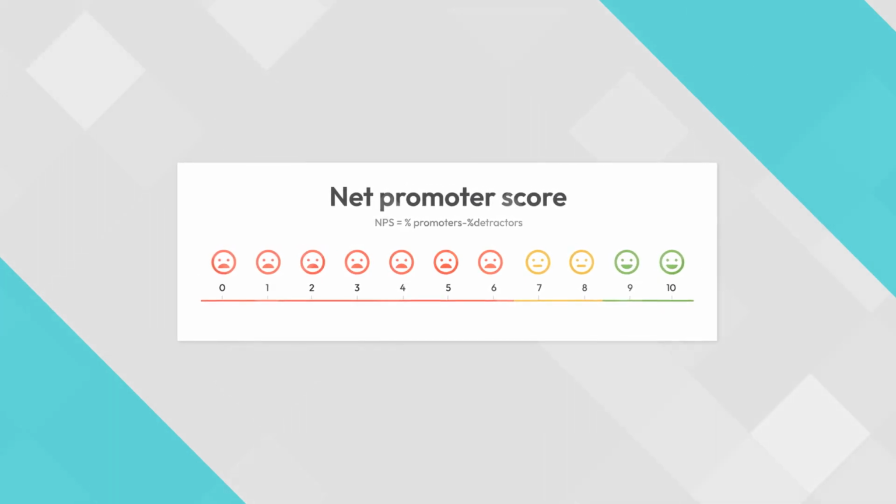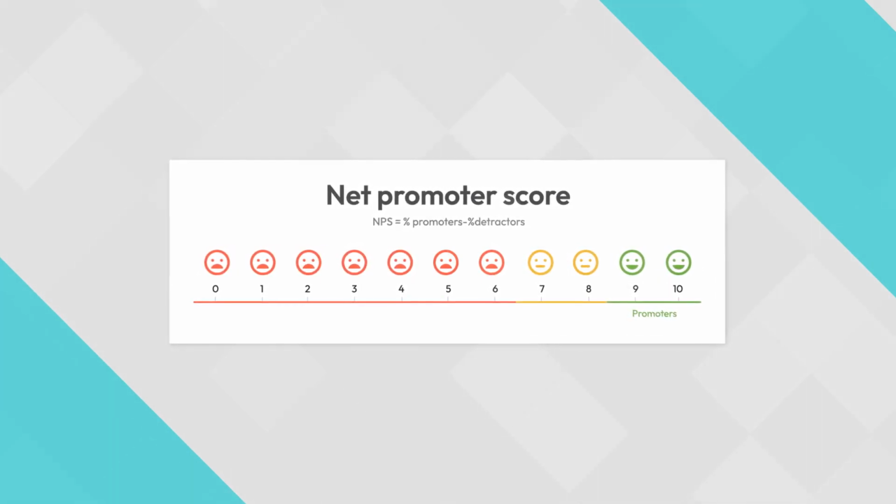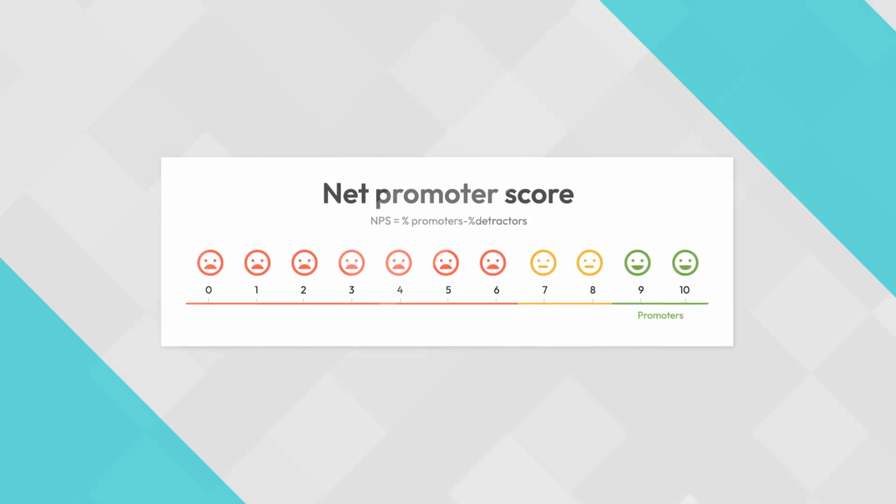Scores of 9 or 10 are considered promoters, indicating highly satisfied and loyal customers who are likely to recommend your business. Scores of 7 or 8 are categorized as passives, satisfied customers, but less likely to actively promote. Scores of 0 to 6 are detractors, representing unhappy customers who may spread negative word of mouth about your business.